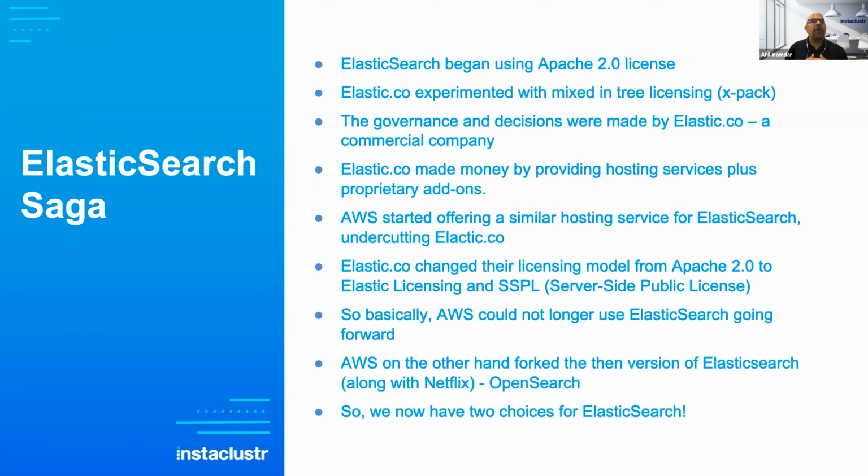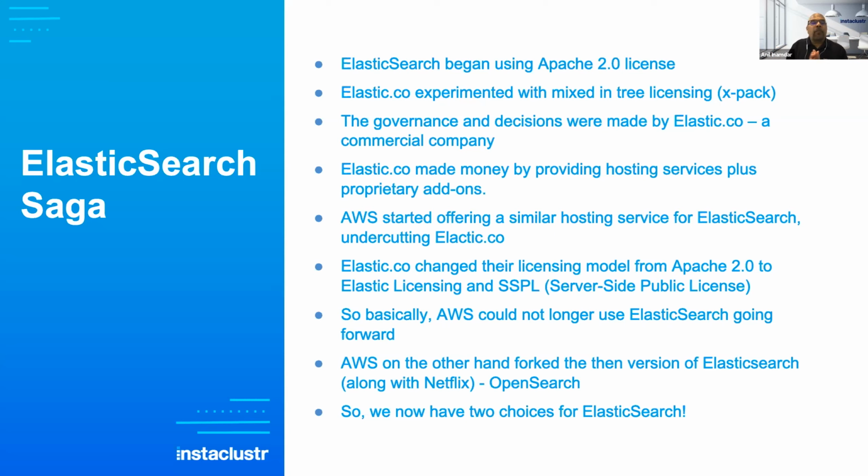Elastic.co made money by providing hosting services plus proprietary add-ons. Now AWS started offering a similar hosting service for Elasticsearch, undercutting Elastic.co. So therefore, Elastic.co changed its licensing model from Apache 2.0 to SSPL, the Server Side Public License. So basically, AWS could no longer use Elasticsearch going forward.